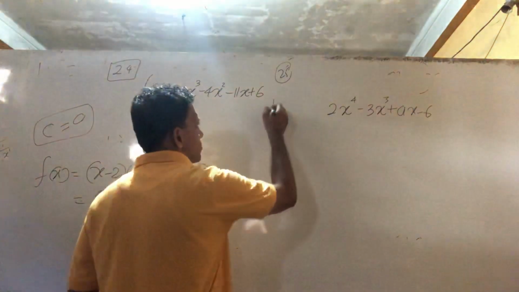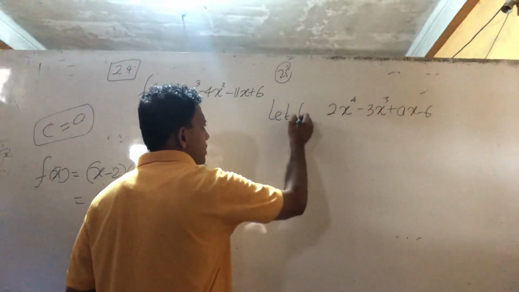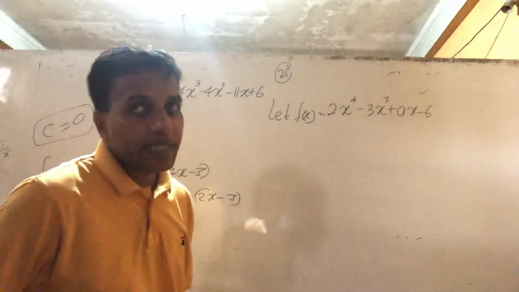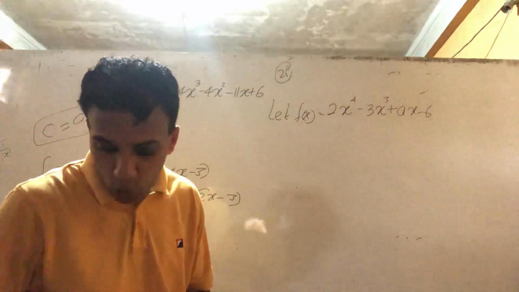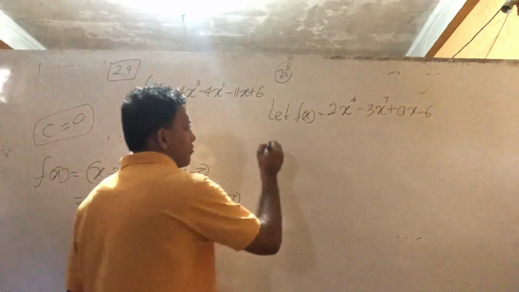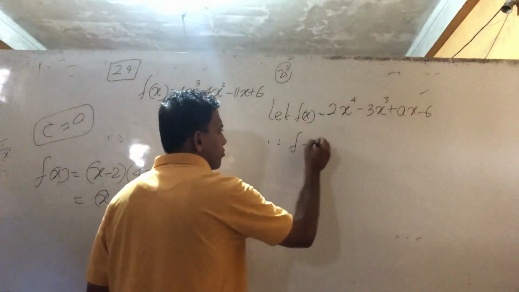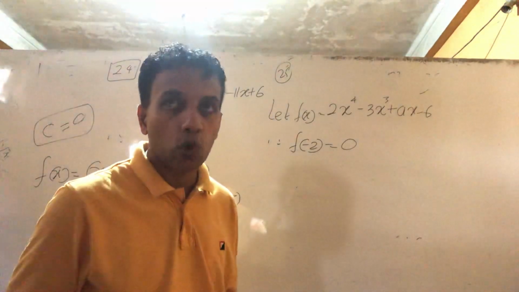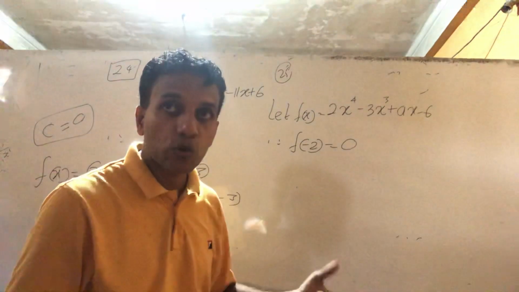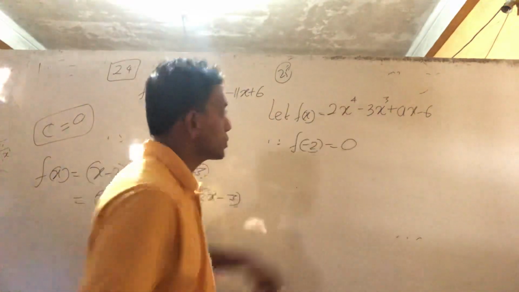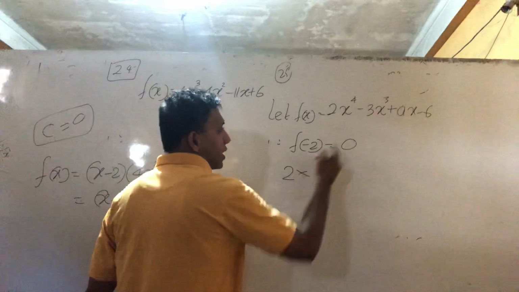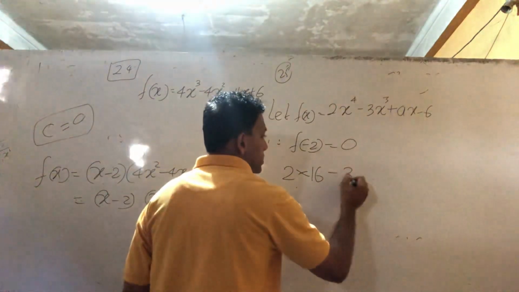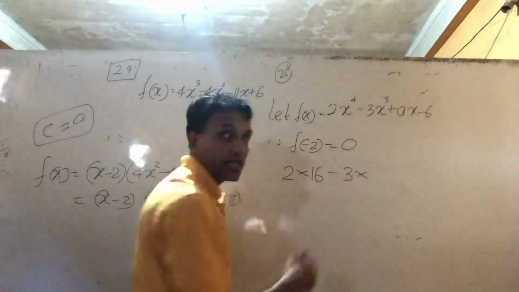So I take a simple problem for us, for those who continuously watch this video series. I take that as f(x). They said x plus 2 is a factor. Therefore, f of minus 2 is 0. We need an equation to solve. So put x as minus 2. 2 into x to the power 4, minus 2 to the power 4 is 16. Plus 16, minus 3, put x as minus 2, that is minus 8.